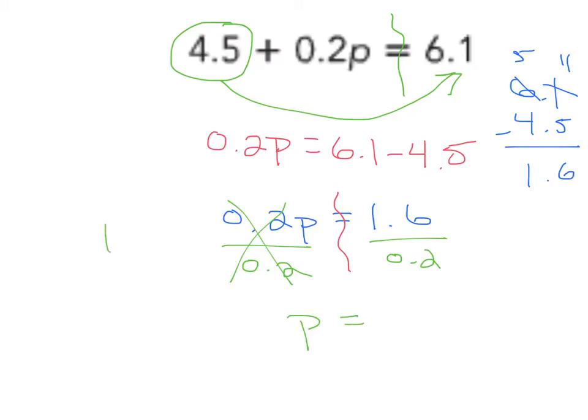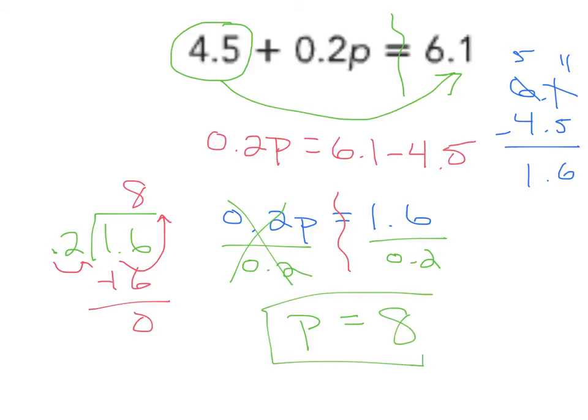So now we have to do 1.6 divided by 0.2. So we move this decimal once. We move this one up and over. And then 2 doesn't go into 1, but 2 goes into 16 8 times. We subtract. We get a 0. So p would equal 8. To check our answer, if we plug in an 8 up here, 0.2 times 8 is 1.6. 1.6 plus 4.5 is 6.1.